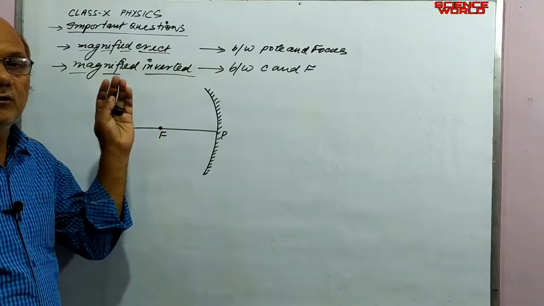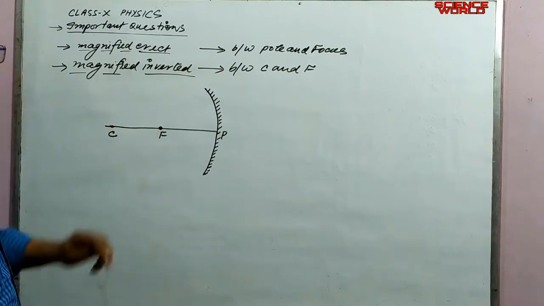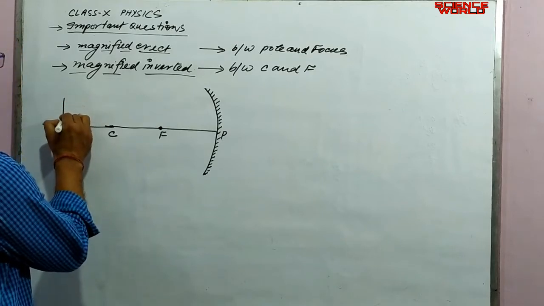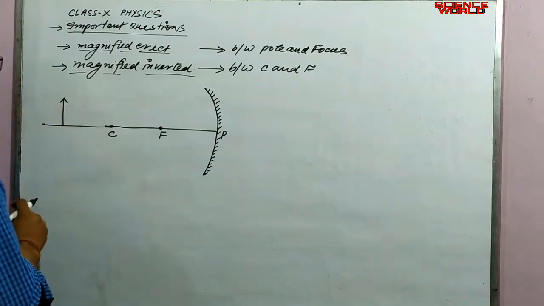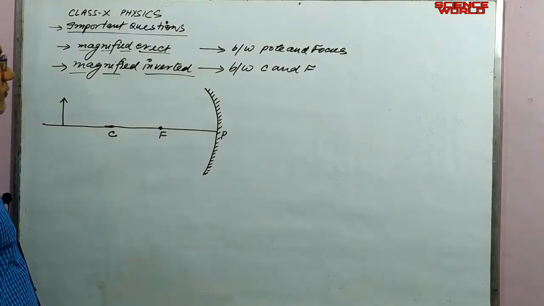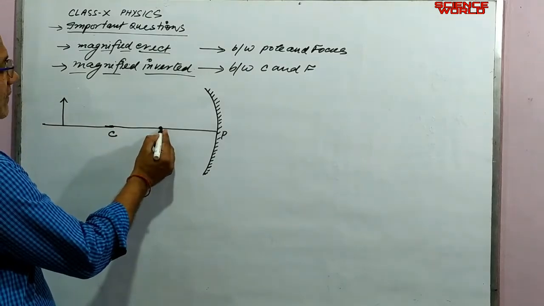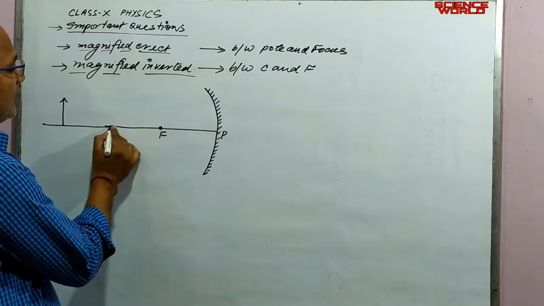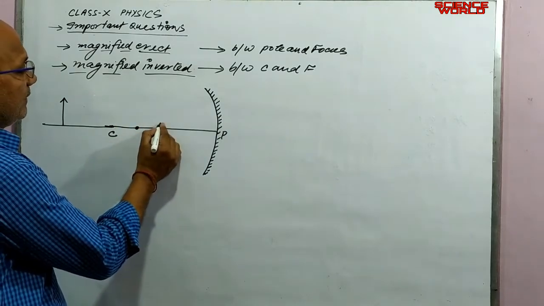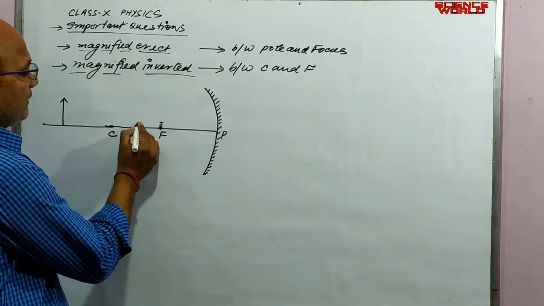Now, when object is beyond C, suppose the object is now, it is the object and it is beyond center of curvature. So, the image will be between C and F, anywhere, maybe the image, it is position of image. Okay.